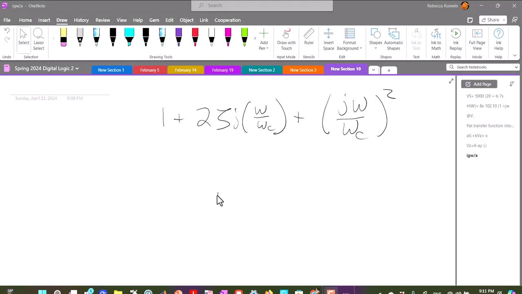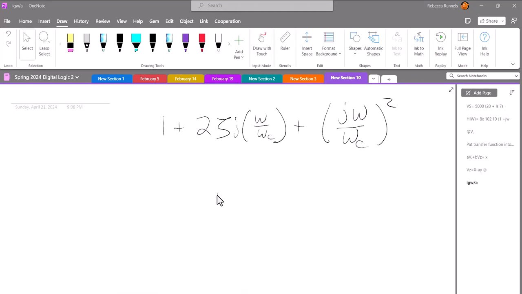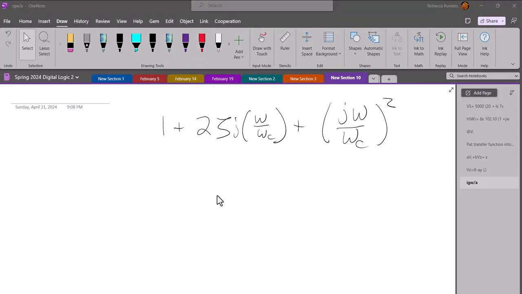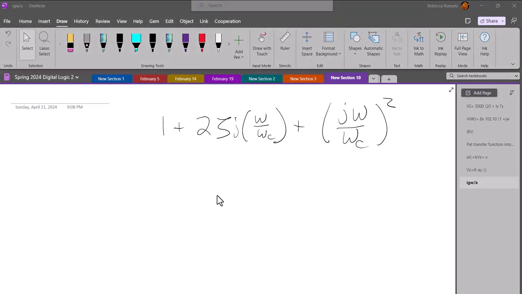There was some confusion over the quadratic factors, and so I was going to explain those a little bit. So this doesn't matter if it's in the numerator for a quadratic zero or in the denominator for a quadratic pole. They will both have this form, namely the omega term is squared. And you can find the damping factor from the expression by putting it in this form.